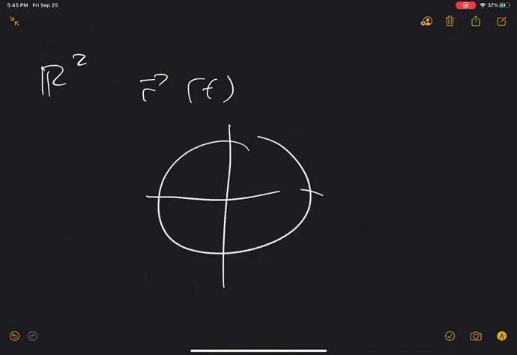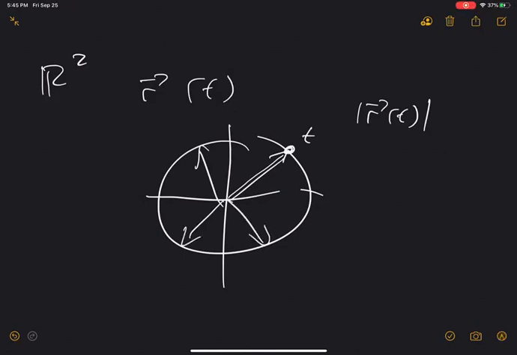Let's say we're working in R2. We could easily have a vector valued function r of t that gives us just a circle. So what would the magnitude of r of t be? If my output is a vector, maybe for one value of t I have this vector here, right? That magnitude we can think of as the radius of this circle. And no matter where I am, no matter what value of t I plug in, I always get the same length of vector. The radius is always the same.